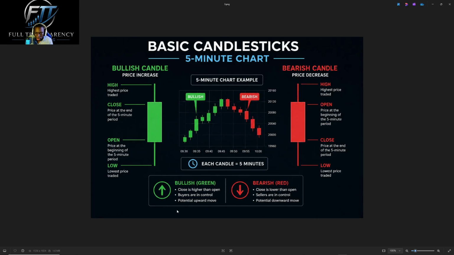So again, summarize. Green, the close is higher than the open. That means that it is bullish. The buyers are in control. That's why it's bullish. And there's potential for upwards that it stopped over there. And then you have bearish. Bearish is the close is lower than the open. Sellers are in control, and there's potential for further downwards move.